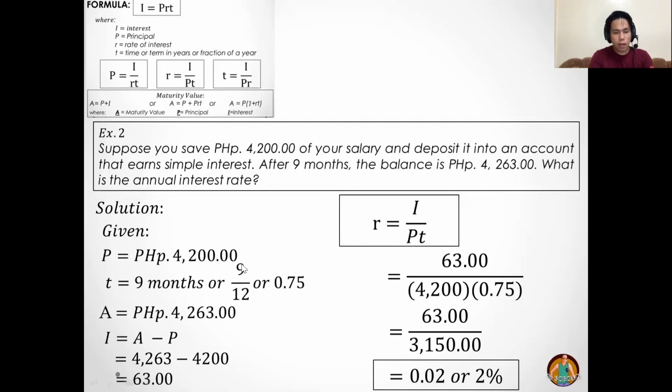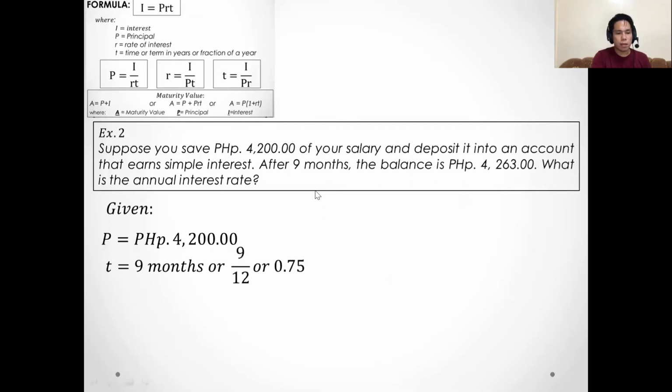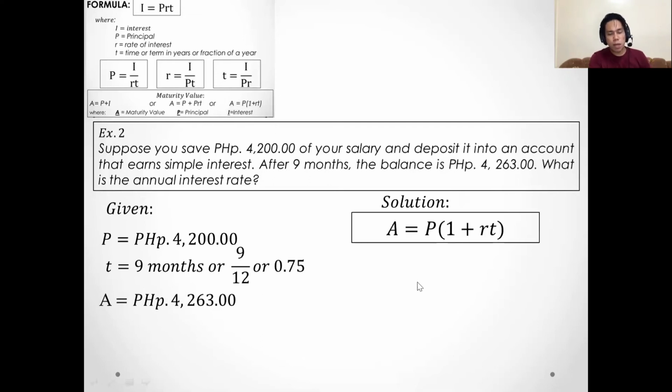Now, we will use the same problem, but this time we are going to make use of this formula. Okay? A is equal to P quantity 1 plus RT. Okay? Bakit ito yung gagamitin? Kasi napapansin nyo, given agad yung ating maturity value. Okay? So para hindi natin to gawin, gamitin natin tong formula. Okay? So, same problem. Of course, yung given natin parehas pa rin. Again, bakit ito yung gagamitin? Kasi given si maturity value, so pwede mo siyang gamitin para hindi na tayo maghanap sa I.